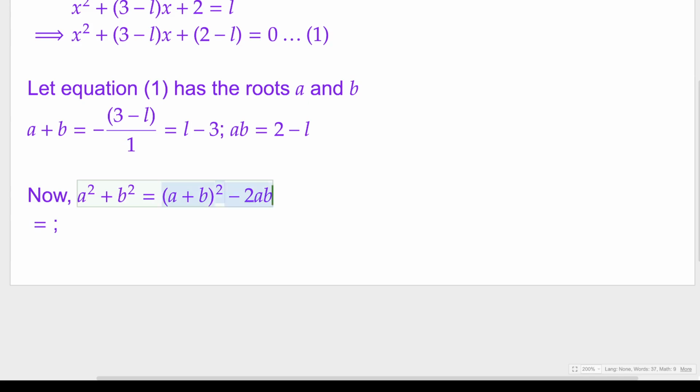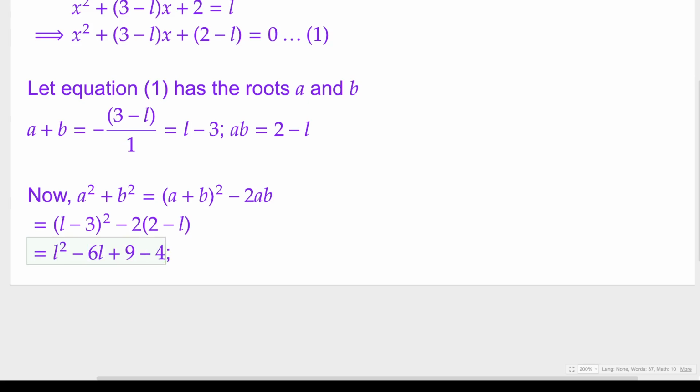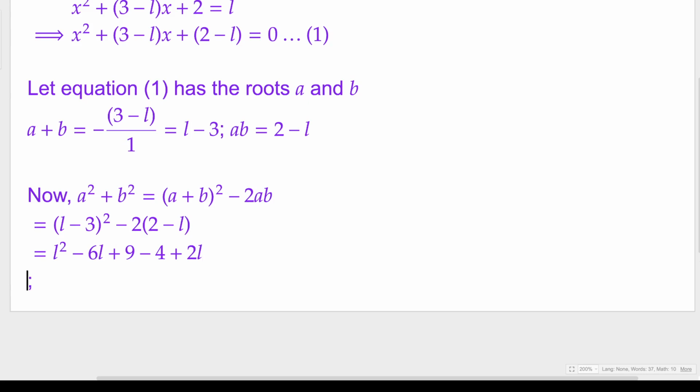Now I'll proceed ahead with this one. Let me replicate this part, where the sum of roots is computed as L − 3, so we write (L − 3)², and for the product of roots we have computed 2 − L, so this would be 2 times (2 − L). On resolving this, we get L² − 6L + 9 − 4 + 2L. Resolving further, we get L² − 4L + 5, and now this 5 can be written as 4 + 1.